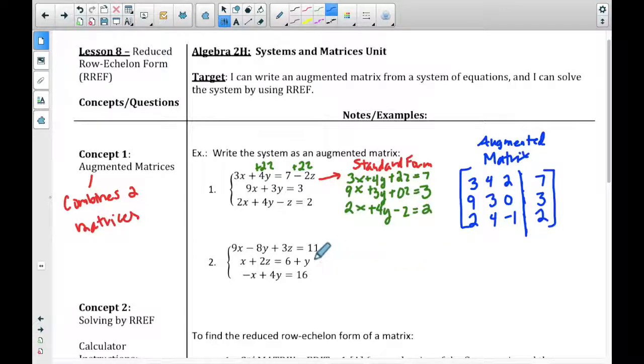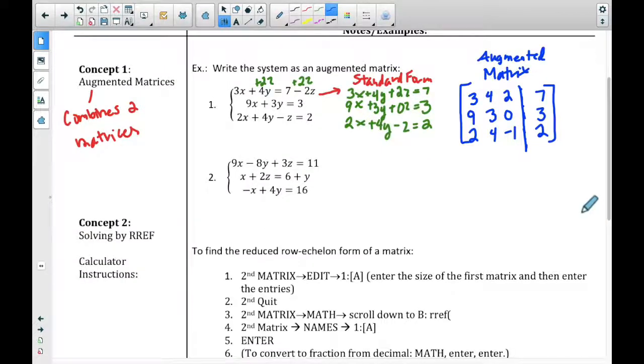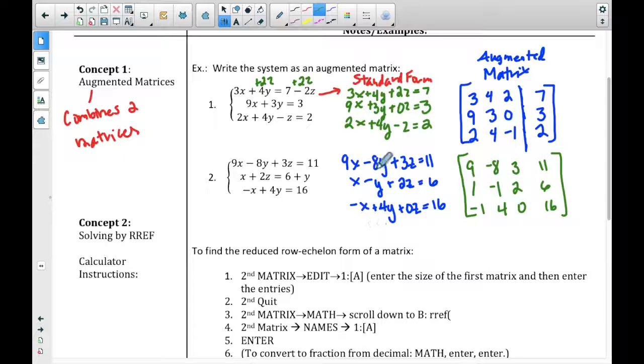Can you try that on example number 2? Some of these are going to need to be changed, so change them into standard form and then write the matrices. So pause the video here and do that. Okay, so here is your standard form. Your matrix: 9, -8, 3, 11. 1, -1, 2, 6. -1, 4, 0, 16.